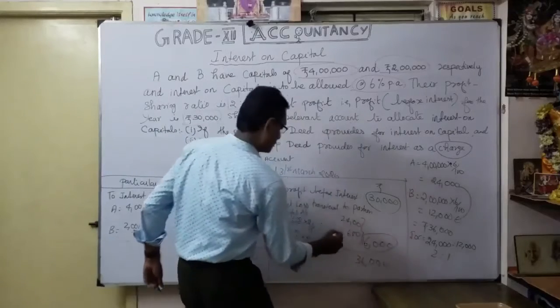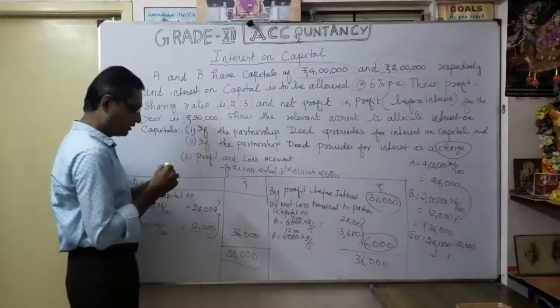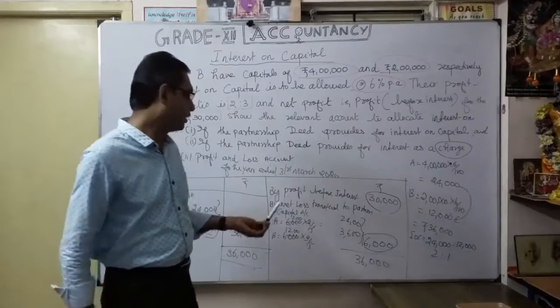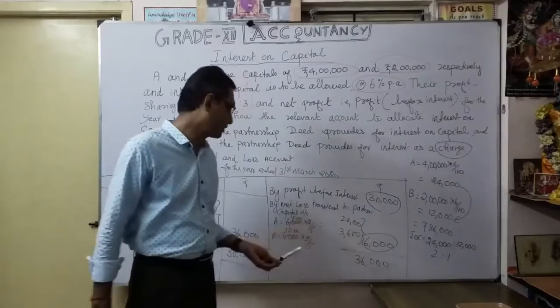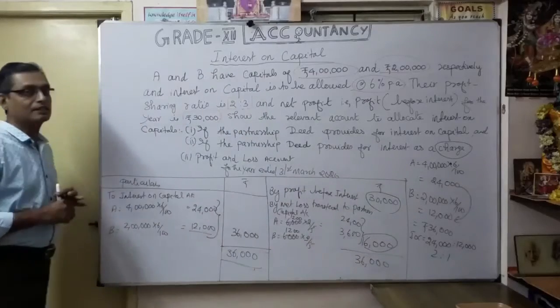As a loss, we are going to distribute this in the ratio 2:3. Okay, 2:3. Now we are going to share the loss. A's share in the loss is how much? 2,400. B's share in the loss is how much? 3,600. Okay, that's the interest on capital.